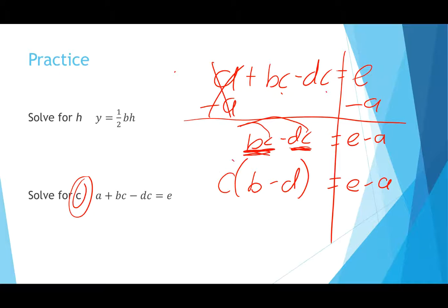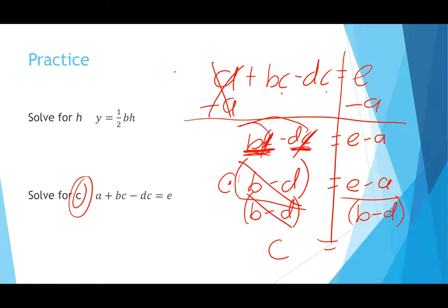I've taken the C out, I've moved the C to the front, and I left the B minus D behind together in the parentheses. Now, this parentheses, B minus D, that's grouped together, and that group is being multiplied to C. So since I want to get rid of that group and it's being multiplied, I'll do the opposite, which is divide. I'll divide that group so that I can cancel that group out and leave just C. But of course, if I divide it, I have to do that division on both sides. So my answer, C equals E minus A over B minus D. That is my final answer.